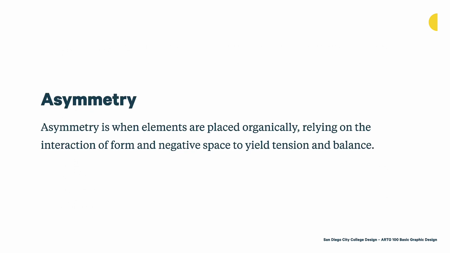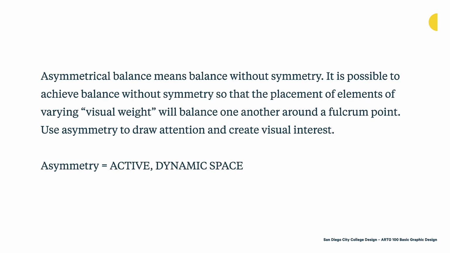Asymmetry is another form of balance, and that's when elements are placed organically, relying on the interaction of form and negative space to yield tension and balance. These are typically a little bit more active. They're going to create a more dynamic kind of layout or composition, because asymmetrical balance means balance without symmetry. So there's no symmetry at all.